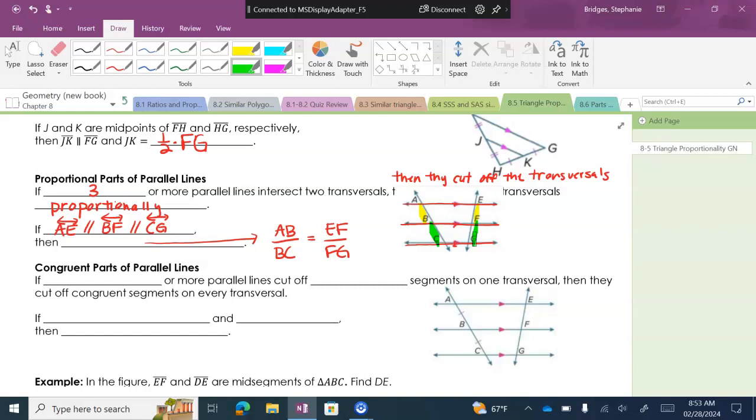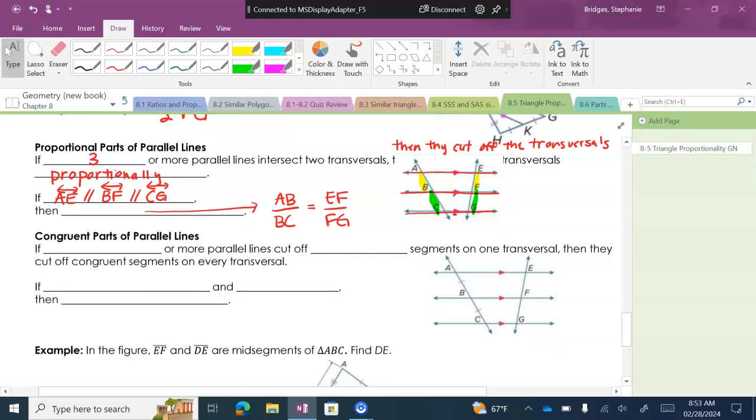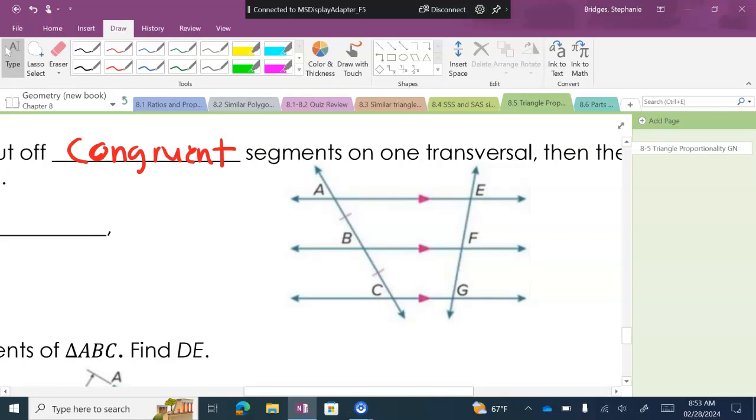All right, and then we have something very similar, but it is also slightly different here. The next one is congruent parts. If three or more parallel lines cut off congruent segments, which would be two of them, but we need to say congruent specifically, on one transversal, then they cut off congruent segments on every transversal. Can you see the congruent markings in your picture there?